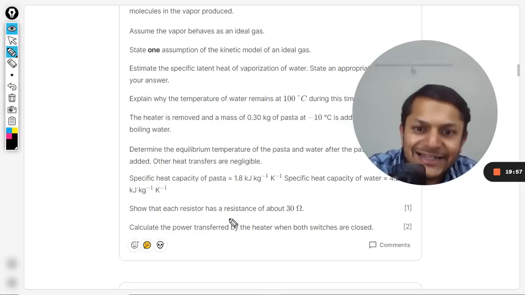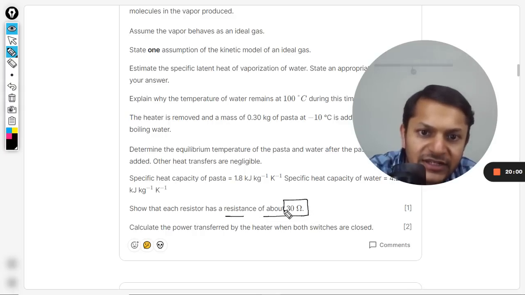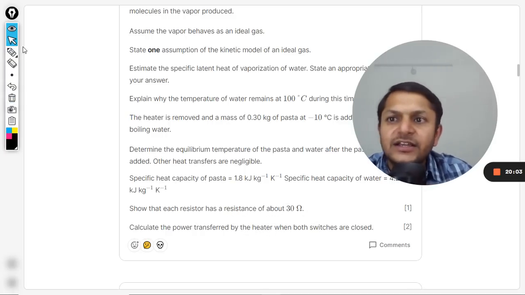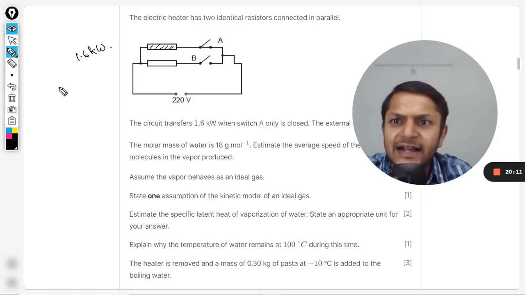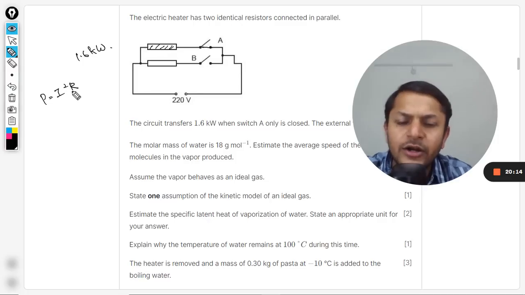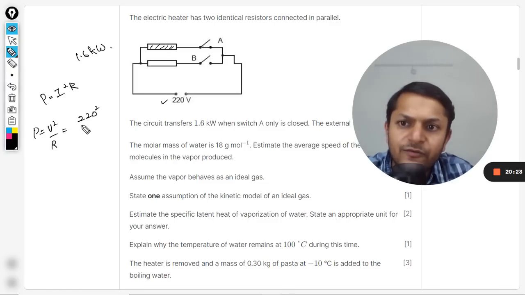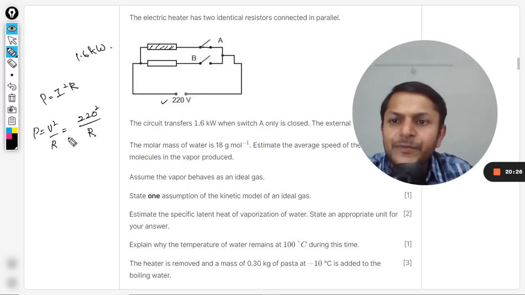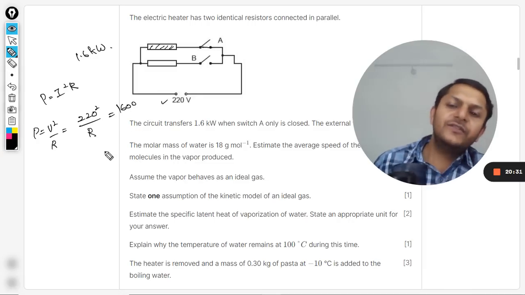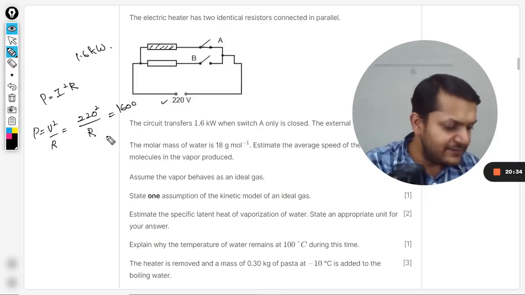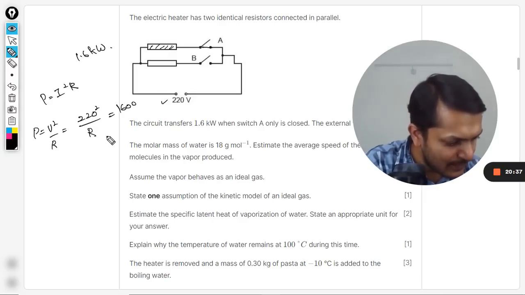Okay, so show that each resistance has a resistor of 30 ohm. Fine. So we want to find this. That's kind of easy because the power output here is 1.6 kilowatt when only this much is connected. So the power will be given by I square R, or we just want to find the resistance here and the voltage is given. It will be better if we use V square by R, isn't it? So the voltage is 220, V square divided by the resistance R. And so this value is equal to 1600. And from here, we are going to find the value of resistance. So that is easy. We can do it with the calculator, no problem.